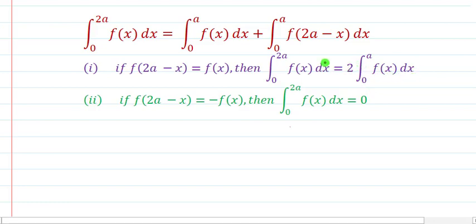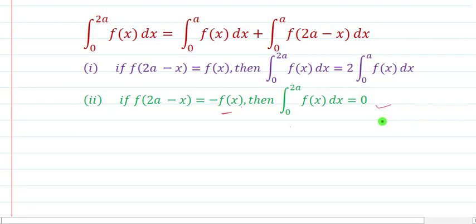Second one, what may happen? The value of f(2a minus x) is minus f(x). So if this happens, then the value of the integral from 0 to 2a of f(x) dx can directly be written as 0. Why is this so? Because when f(2a minus x) is f(x), then the integral from 0 to a of f(x) dx plus the integral from 0 to a of f(x) dx is twice the integral from 0 to a of f(x) dx. And when f(2a minus x) is minus f(x), then these two will have the same values and opposite signs. So they will cancel and we are left with the result as 0.